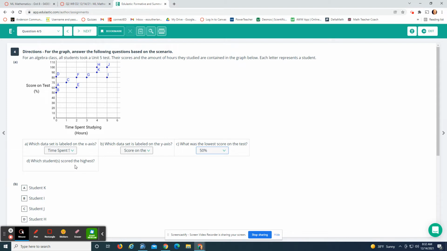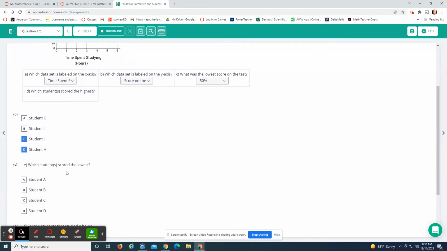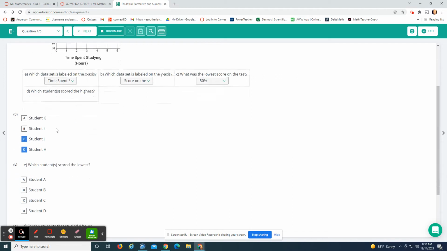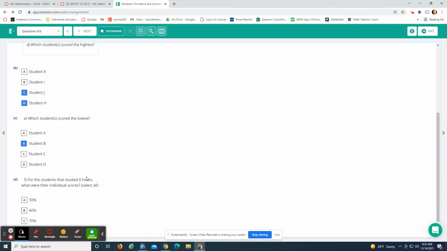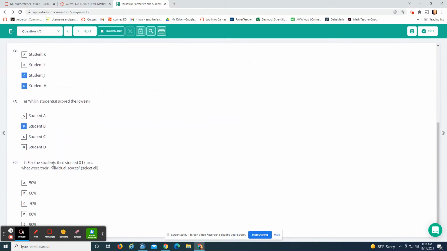It says, which student scored the highest? If you go and look, both H and J scored the highest. So H and J. And then it said which student scored the lowest. You can see that B scored 50. Student B scored 50. And it says for the students that studied 0 hours, what were their individual scores? 0 hours. 50, 60, 80.